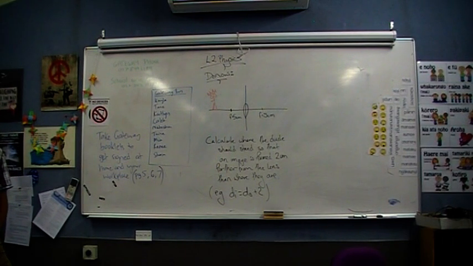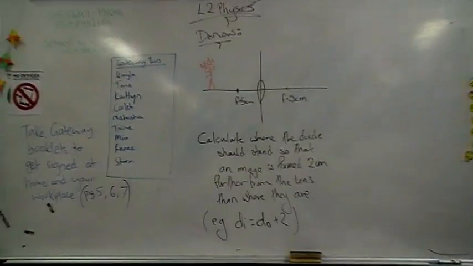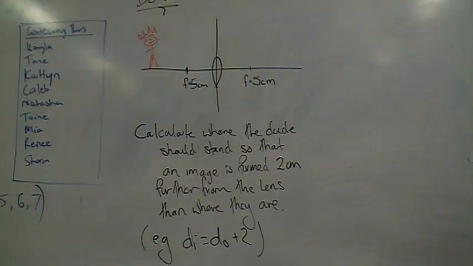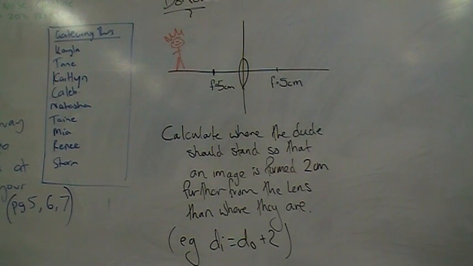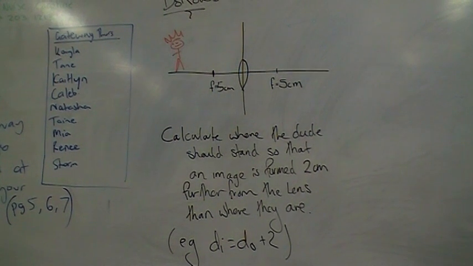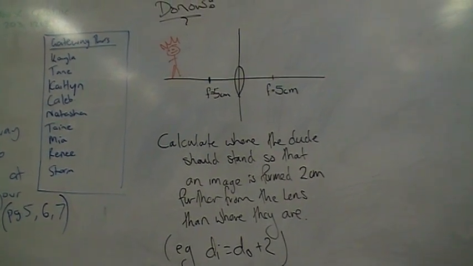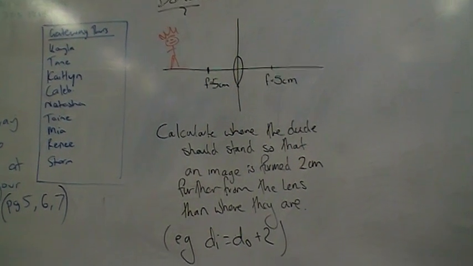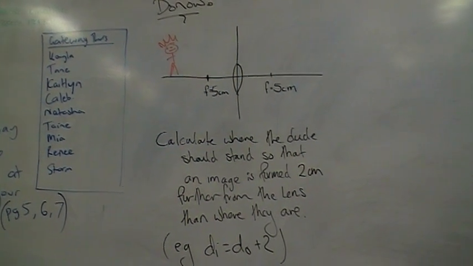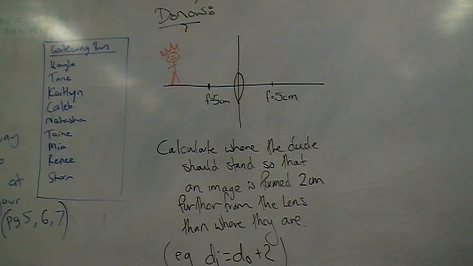Two centimetres further from the lens than where they are. But we don't know where they are. Don't know yet. Well, we need to know, but we've got a focal point so we can work it out now. There is no real or virtual space. What we do is DI equals DO plus 2, not where the image would be. So ignore the image and the real and virtual.